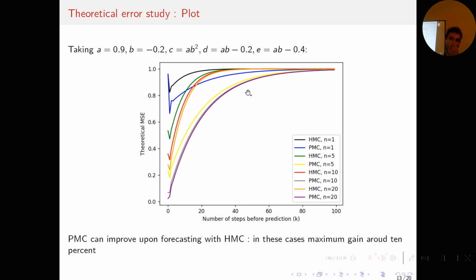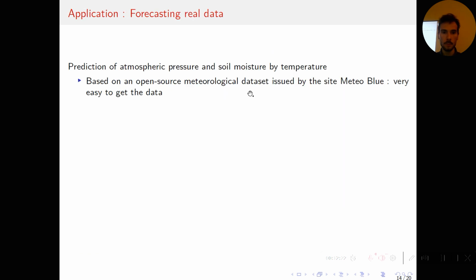Another interesting thing to see is that PMC converges more slowly to the MSE of the stationary law. So maybe we can say that for prediction at a long horizon, PMC is a good choice.